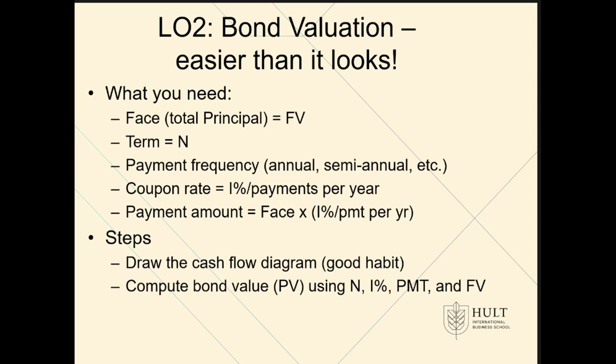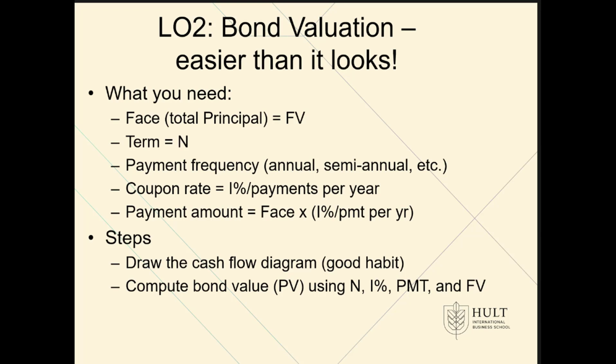Jump into bond valuation. My first comment is that it's easier than it looks. We did one of those already, but we'll do another set of scenarios. So first, what you need are the same things that I mentioned, these 5 elements of the face value, the term being how long the bond is for, the frequency, annual, semi, etc., the rate, which is the coupon rate. I keep using the word coupon because it's the rate that you multiply times the face to determine the amount you pay. So it determines cash flow.